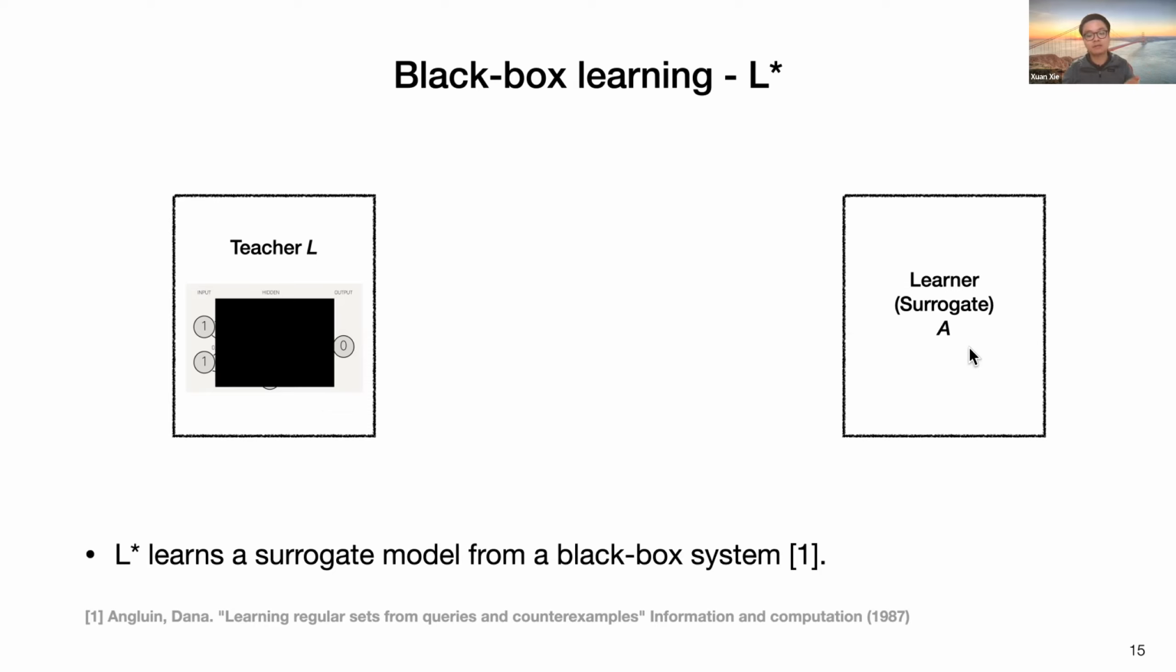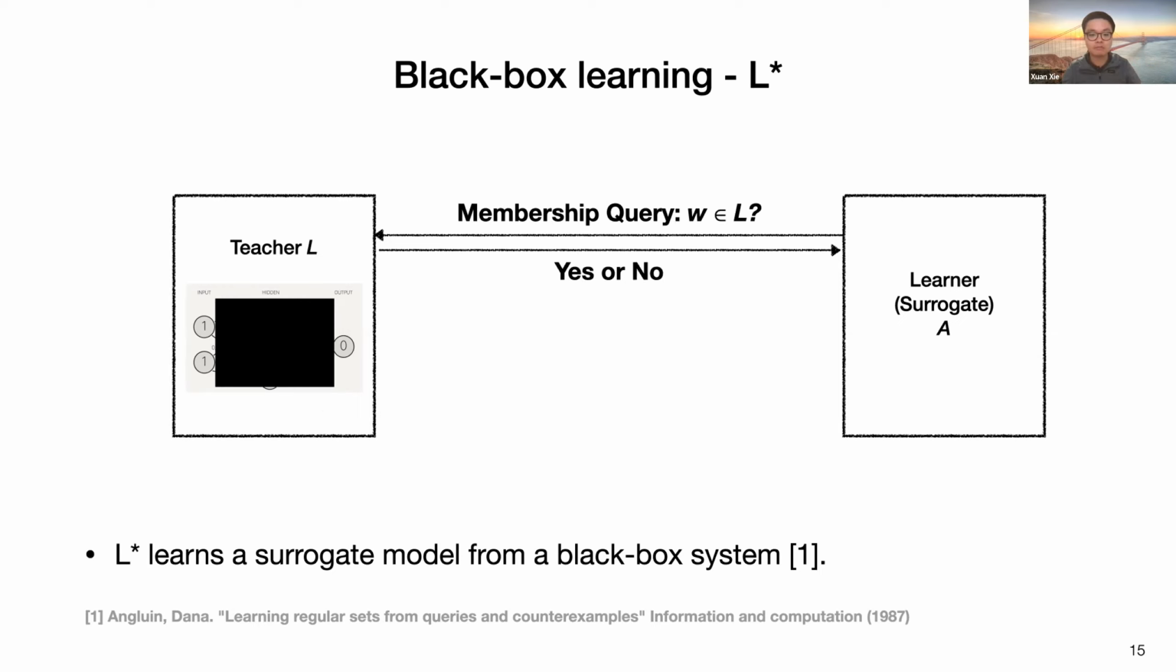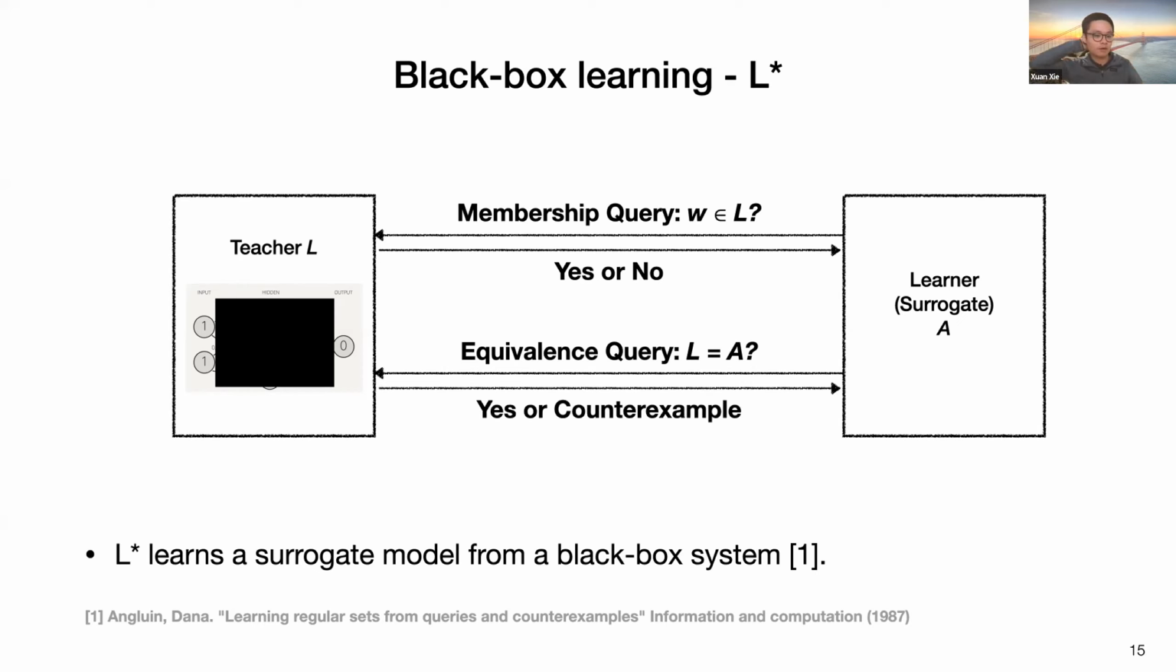L. The teacher has access to the target language, L, and can answer two kinds of queries from the learner: membership queries and equivalence queries. For a membership query, the learner provides a word W to the teacher, and the teacher returns yes or no, depending on whether W is in L or not. For an equivalence query, the learner provides a hypothesis automaton to the teacher, and the teacher returns yes if L is equal to A, or a counterexample U, with U in the symmetric difference of L and A. Notice that in practice, equivalence query is hard to achieve, and here we use statistical model checking to get a statistical guarantee that two models are close enough.